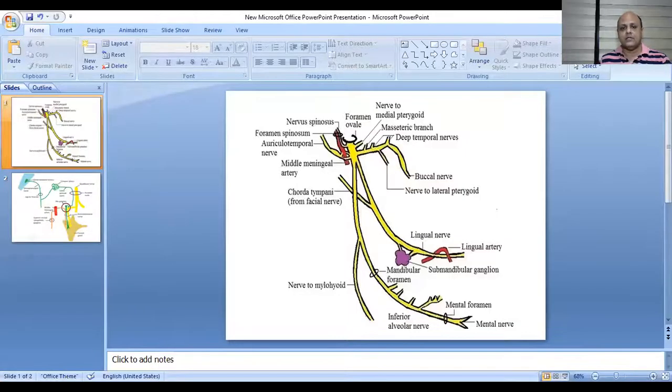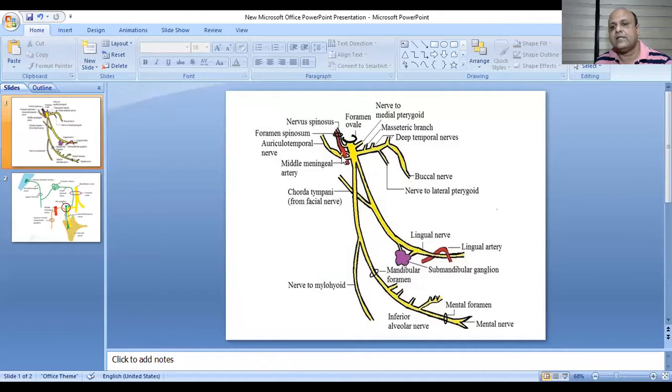And to show the branches of mandibular nerve, I will now share my screen. So here you can make out that as soon as the main trunk of mandibular nerve is formed below the foramen ovale, it gives off a branch which is called the nervus spinosus. Now this nervus spinosus enters back into the skull, passing through the foramen spinosum along with the middle meningeal artery.